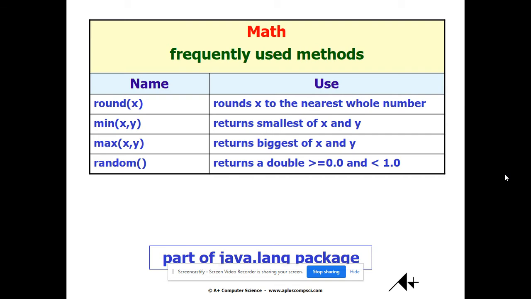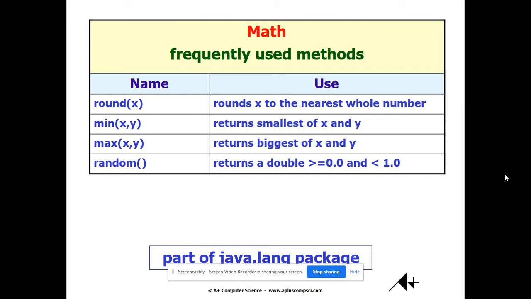Min will give you the smallest number between 2. So min 3 comma 10 would give you a 3. Max works the opposite. Max 3 comma 10 would give you a 10. Because min takes the lower value, max takes the higher value.